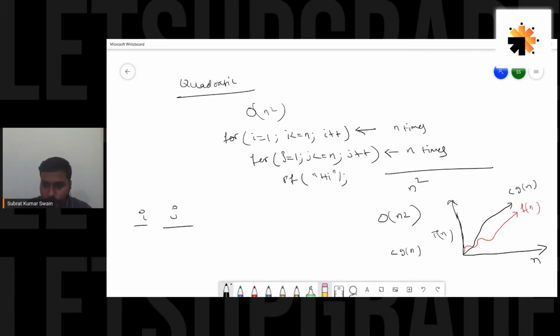If you mark this point, I'll call this point n naught. What is n naught? A certain number of inputs. Beyond that point, you see c of g of n is always greater than f of n, and before that point the behavior is different. That's why I said do not compare different algorithms assuming a very small number of inputs. You should compare two algorithms assuming a very large set of inputs in order to get the time complexity correct. Am I clear now?